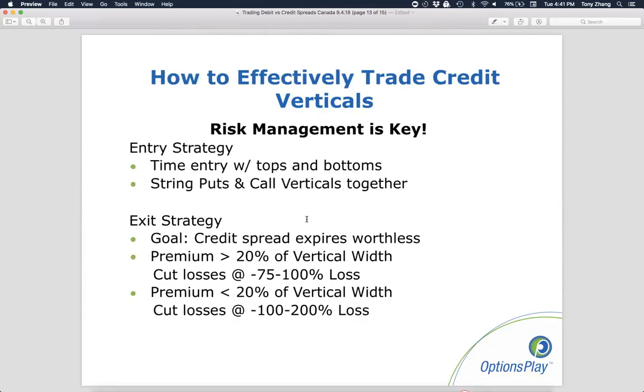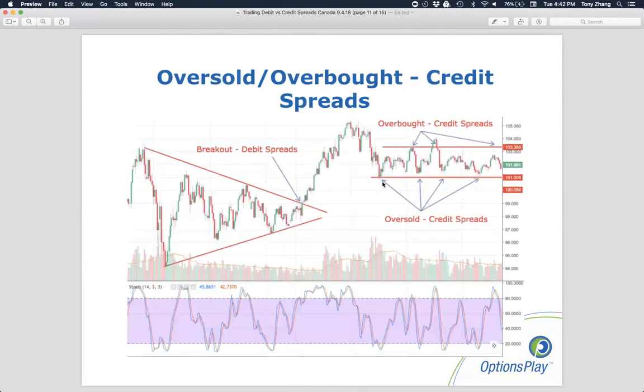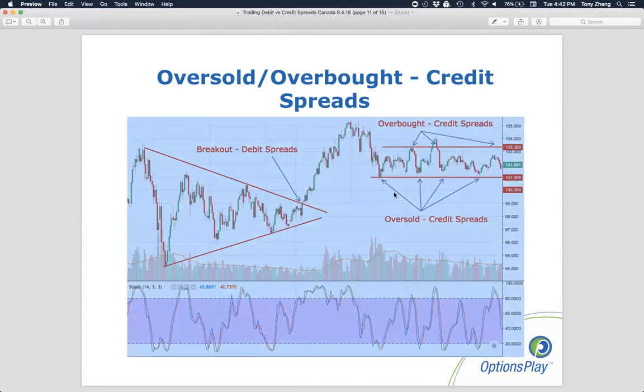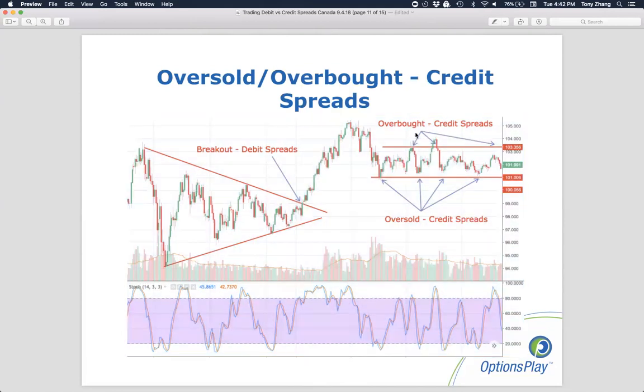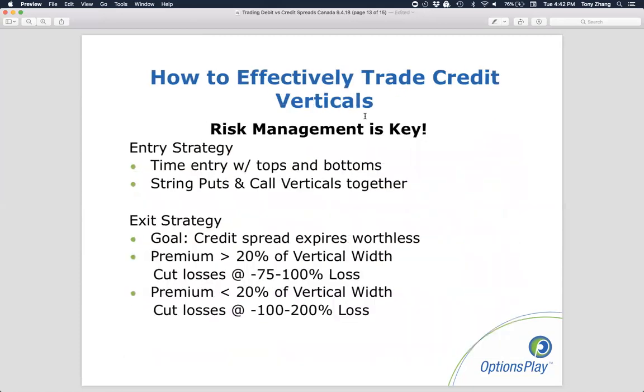However, when you're trading credit spreads, and I still trade them myself, I'm not saying I don't trade them, that's just a personal preference. When you're entering credit spreads, same thing, risk management is absolutely key. Like I said, you want to time your entry of a credit spread with an expected top or bottom. So that's really going back to this chart. When you expect a chart has bottomed or an indicator has reached oversold, that's the time to enter a put credit spread. Vice versa, if the stock is overbought and it's reached overbought indicators, then it's time to initiate a call credit spread. So you want to initiate them with expected tops and bottoms.